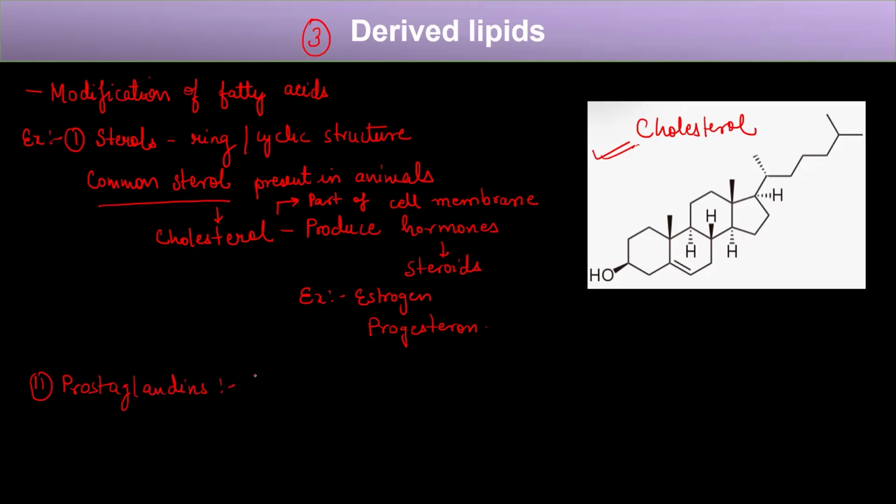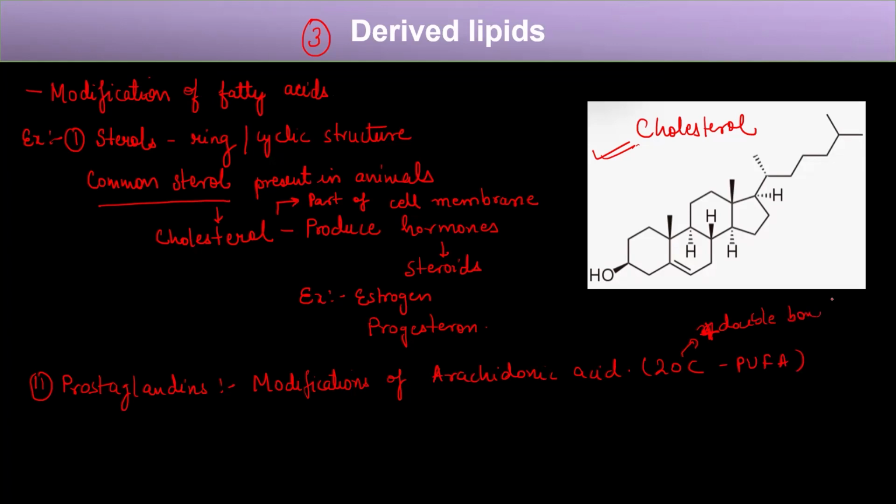So these are also a kind of derived lipid that is produced by the modification of arachidonic acid. In the previous class, we saw what arachidonic acid is. It is an unsaturated fatty acid of 20 carbon, and it falls into the category of PUFA, polyunsaturated fatty acid, because it has 4 double bonds, right?